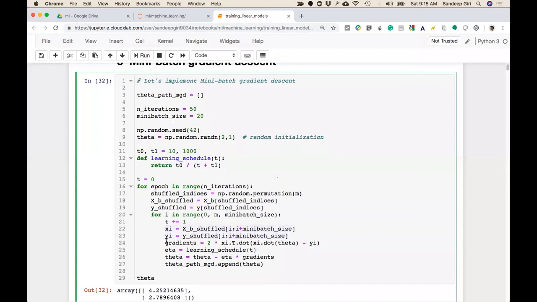Afterwards we find the gradient based on X and Y, and then we create the learning schedule, like eta, just like we did above, and then we compute the next theta. All right. So the main difference between this and SGD is this portion. We are using a mini batch for the computation of gradients instead of the entire batch.